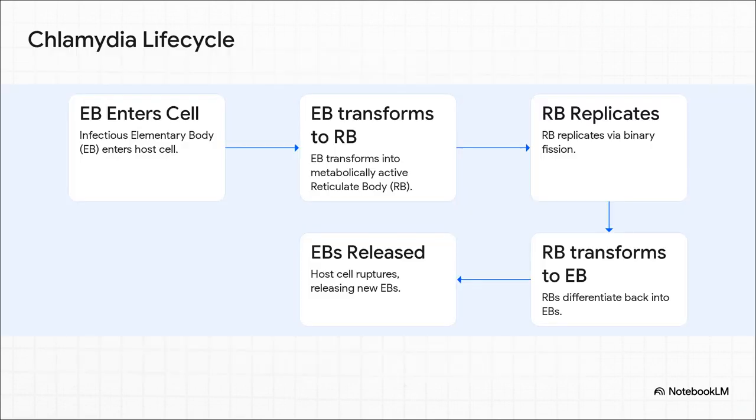Now, this is where it gets really clever. The life cycle is basically a Trojan horse attack. You've got this tiny, tough form called the elementary body, or EB. Think of it as the infectious spore. It gets into one of our cells, but once it's safely inside, it transforms into the reticulate body, or RB. This is the replicative form. It completely takes over the host cell's machinery and just starts making copies of itself. Then, after about 48 to 72 hours, bam, the cell ruptures, releasing a whole new army of EBs to go infect more cells. It's an incredibly effective cycle.